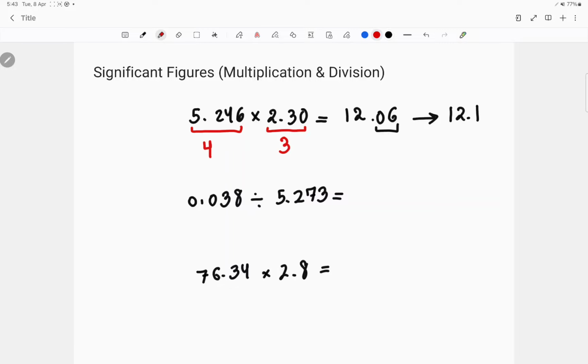Okay, for the next one, here I have 2 significant figures. As you can see, the zeros on the left in a decimal number, I don't count them toward my sig figs. And here I have 4 significant figures. That means my answer has to end up with 2 sig figs. You should always go with the least.